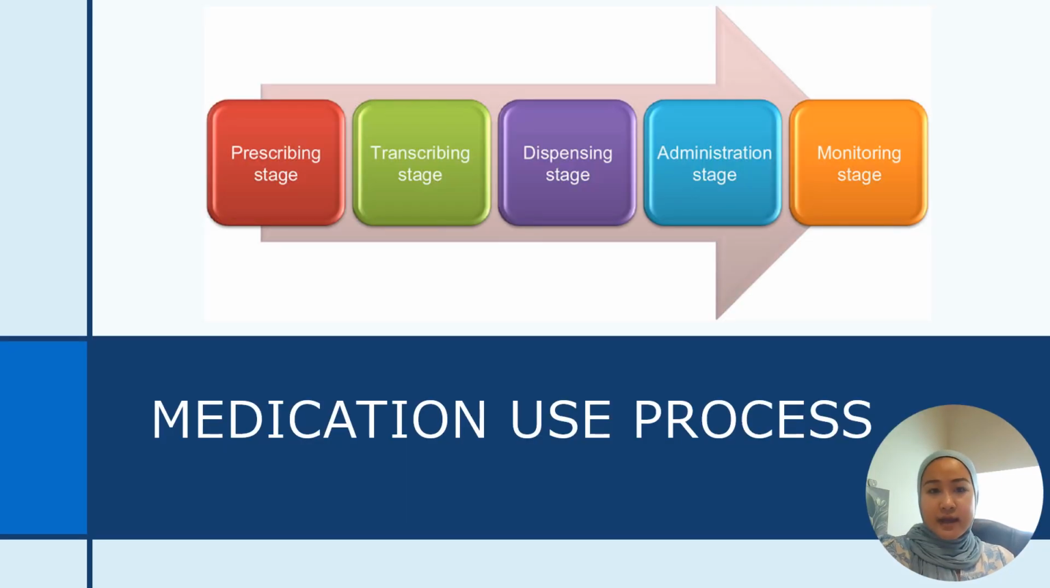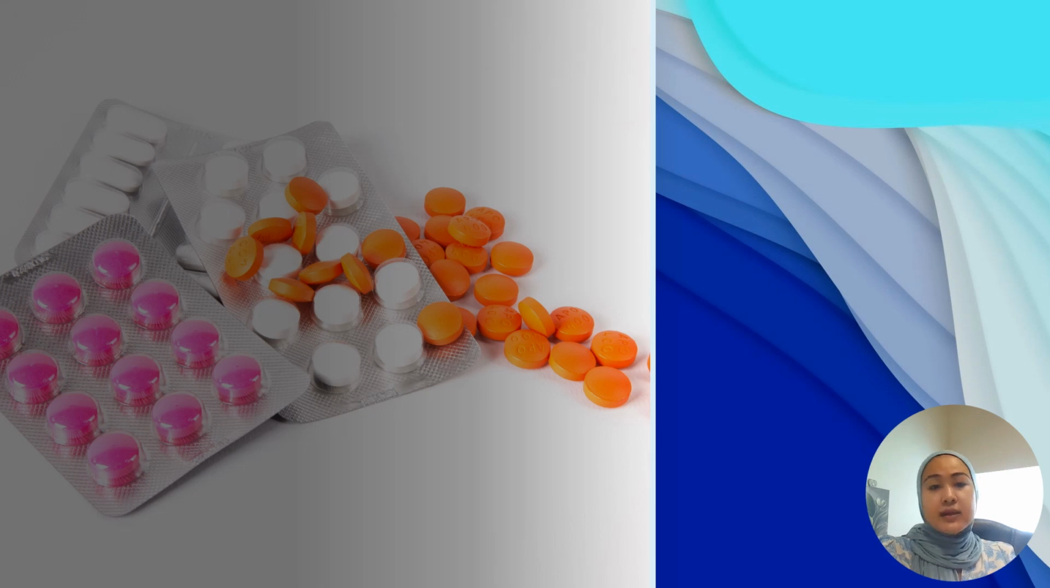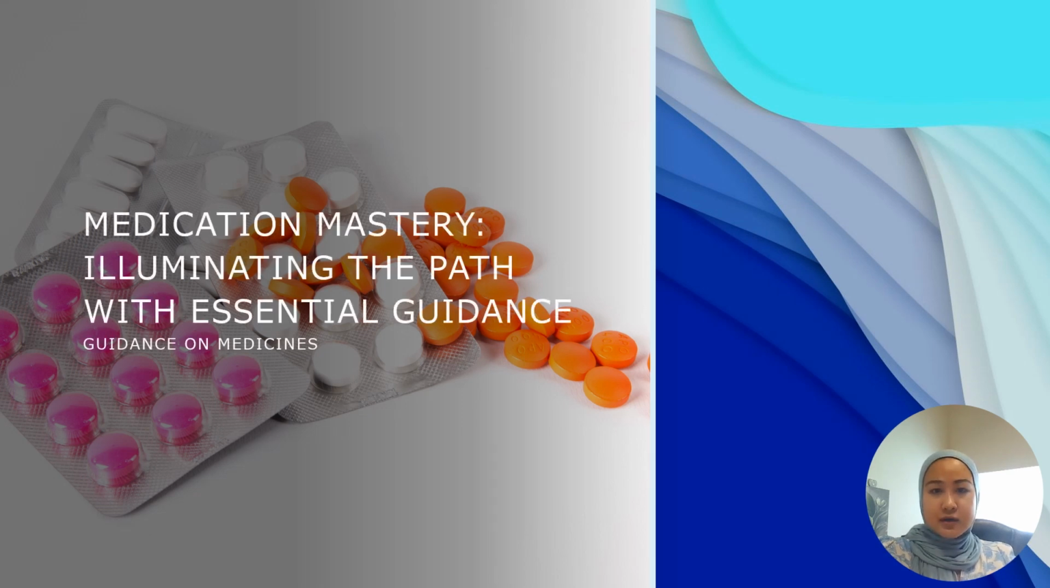Errors can occur at various stages of the medication use process. Globally, most of the errors occur at the prescribing stage, which comprises 53%, followed by the monitoring stage, which is 36%. And in lower middle income countries such as Malaysia, almost 80% of the preventable errors occur at the prescribing stage. So let's jump into the guidance on medication to prevent the error.